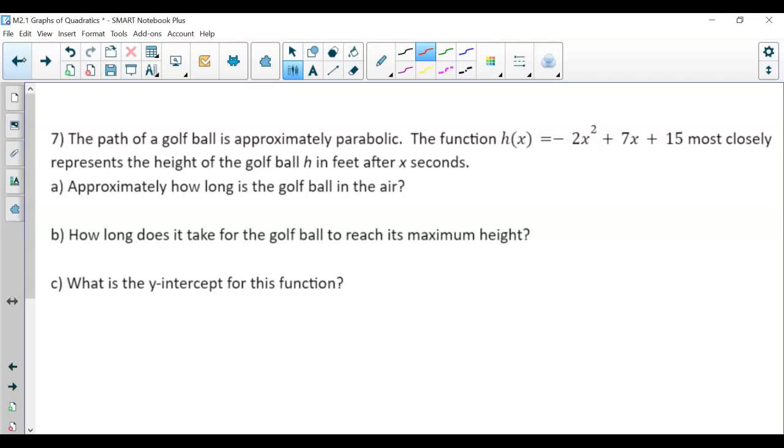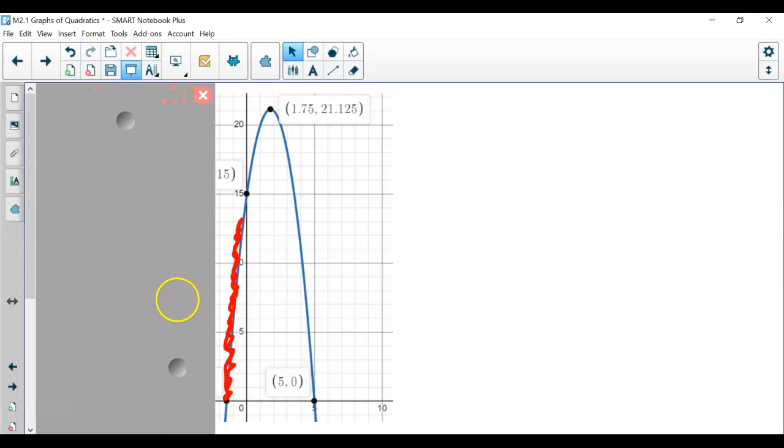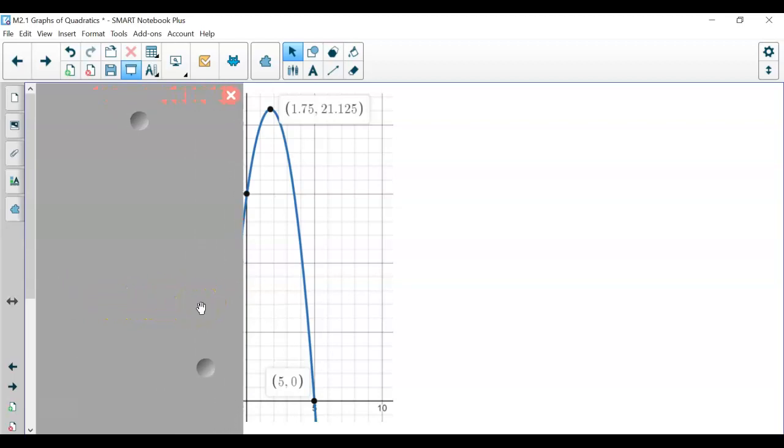Approximately how long is the golf ball in the air? Now again, what part of the graph do you think, because this is just a graph, right? But keep in mind, we're actually talking about the path of a golf ball. So what section of the graph are we not going to use? This negative, right? Because can you have a golf ball traveling in negative time? No. So we are only going to use this section of the graph. That's it. Because the golf ball is starting here at 0, and then its height, and then continuing on its path.